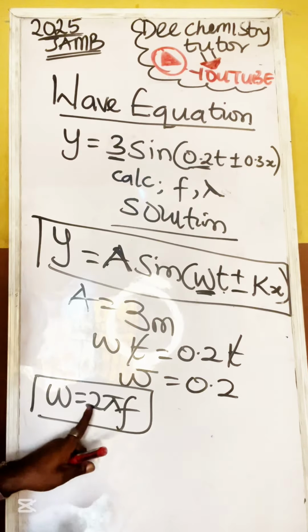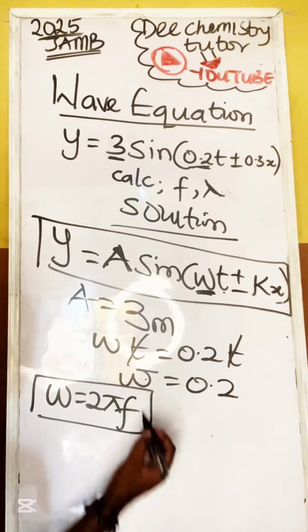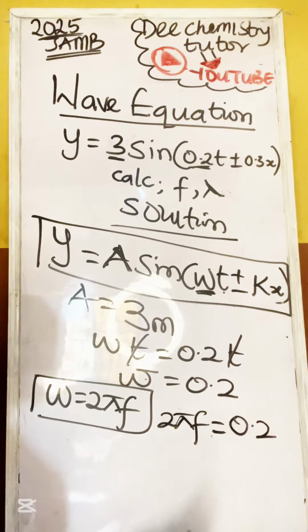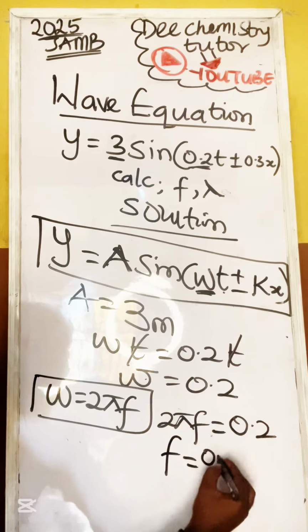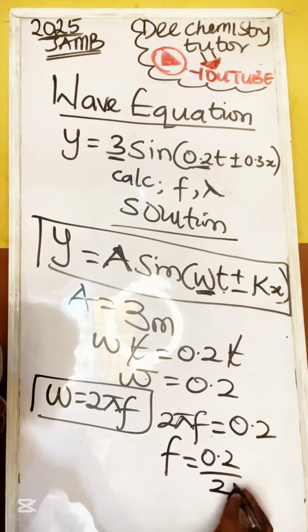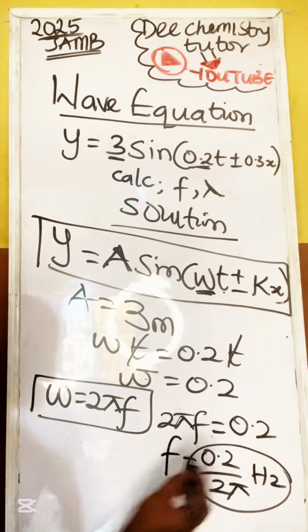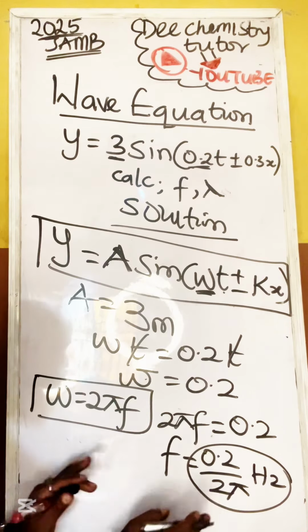If you don't know that W is actually 2 pi F, that's where the issue will be. So if I know that W is 2 pi F, I can equate it and say 2 pi F equals 0.2. Then F is 0.2 divided by 2 pi, in hertz. So this is the answer to that question.